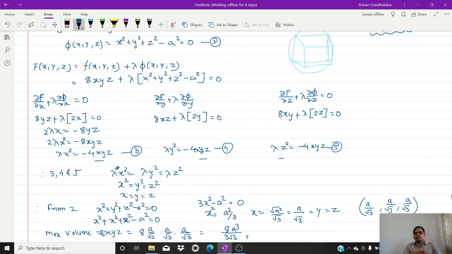Is it? So with this, your second chapter, that is first chapter of the fourth module, that is applications of partial differentiation, gets over. We will meet in the next lecture with the new topic, that is successive differentiation.